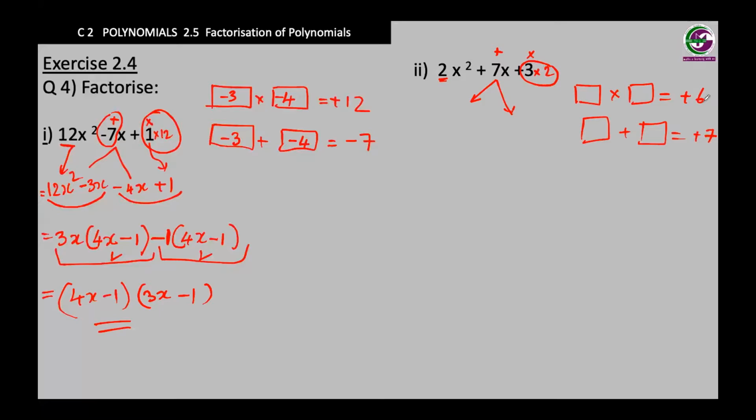6 times 1 is 6. 6 plus 1 is 7. Excellent. 1 and 6, 1 and 7. And there is no chance of a negative sign there. So we have 1x and, sorry, 6. 1x and 6x here. And we copy the term here, plus 3. And this will be 2x squared.